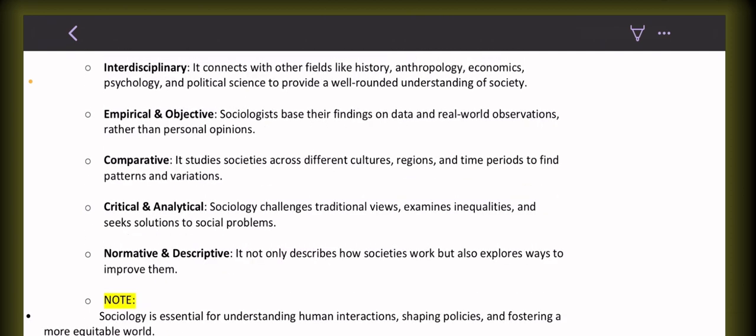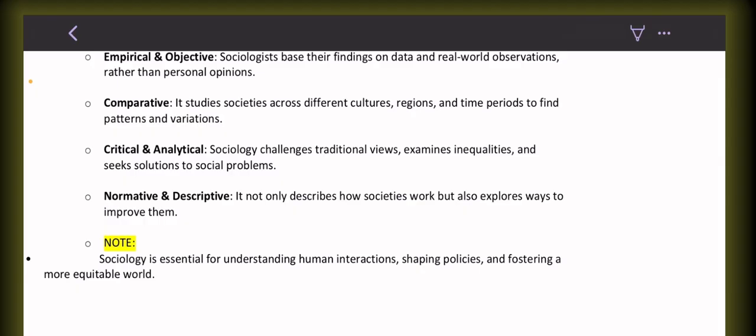Critical and analytical: sociology challenges traditional views, examines inequalities, and seeks solutions to social problems. Normative and descriptive: it not only describes how societies work, but also explores ways to improve them. So it is normative and descriptive. Now, one important note that I have given for you: sociology is essentially for understanding human interactions, shaping policies, and fostering a more equitable world.